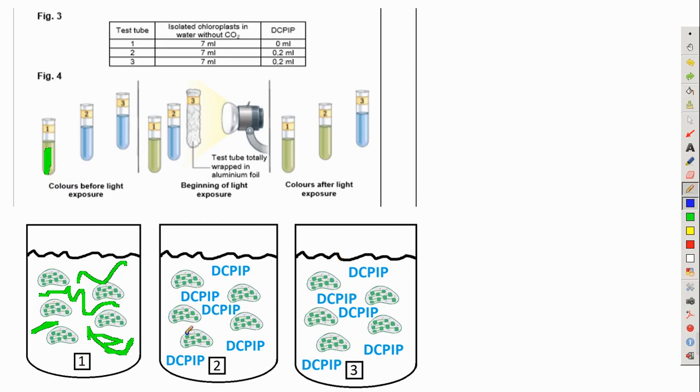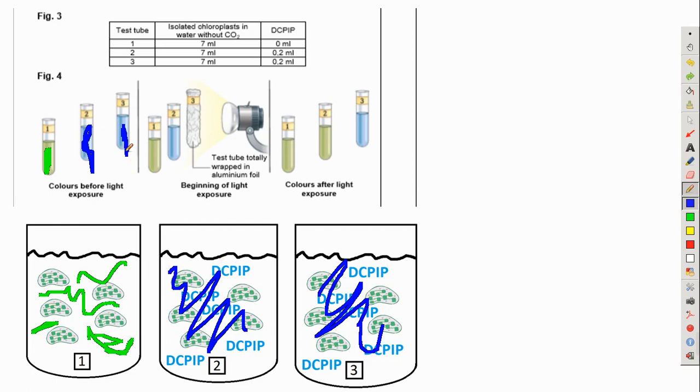Second tube, we've got the chloroplasts, but this time we've got the DCPIP molecule. This molecule is blue, and it's going to cover the chloroplasts which are green. It's going to have a more powerful dyeing power, so that means that the tube will look blue. That's why the tube is blue. Same thing for tube 3, the DCPIP will have a more powerful dyeing colour. That's why the tube looks blue.